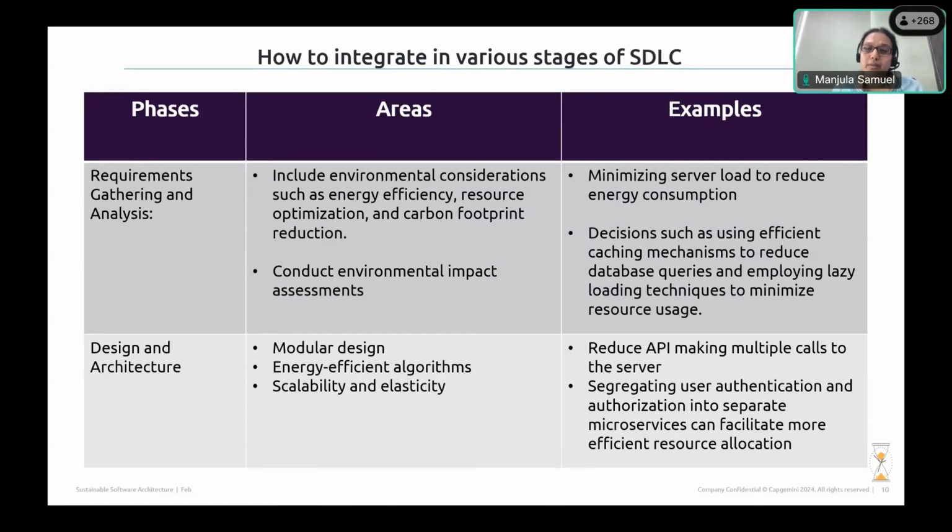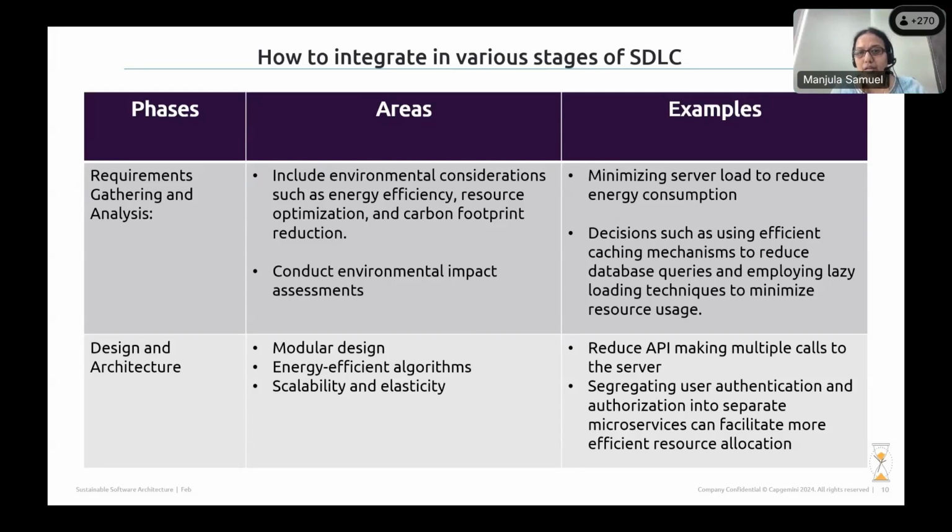So you conduct some kind of environmental impact assessments. You assess what the potential environmental impact of the software is throughout its life cycle. The sustainability requirements might include minimizing the server load to reduce your energy consumption. This requirement could drive decisions such as, okay, I need to use efficient caching mechanisms to reduce my database queries and maybe employ lazy loading techniques to minimize my resource usage.